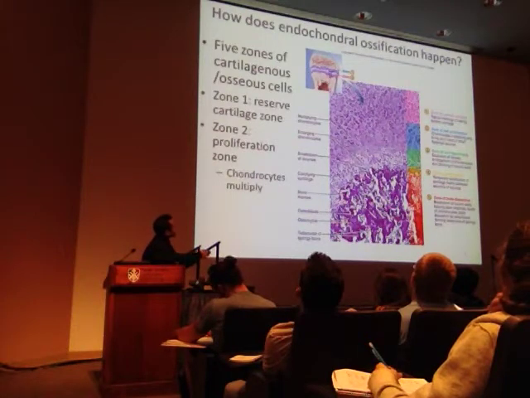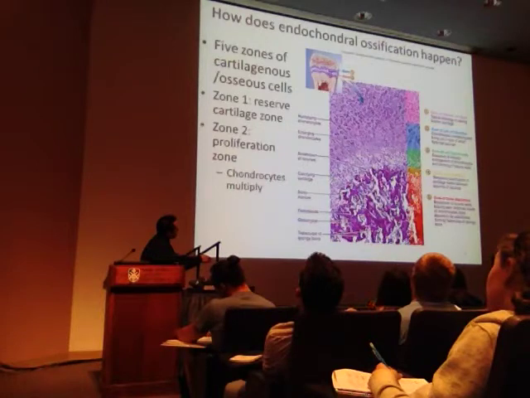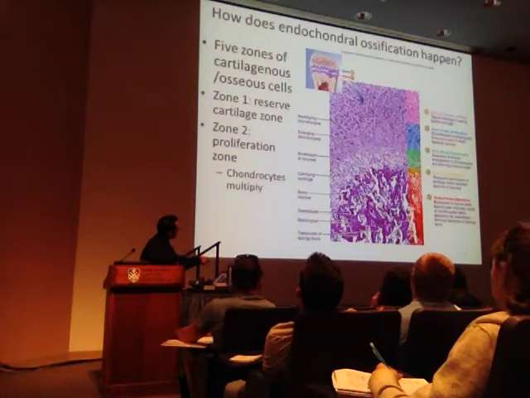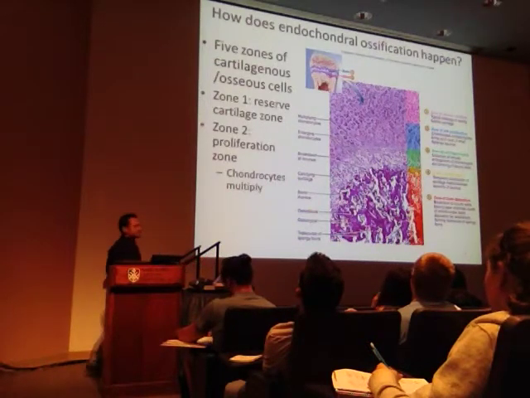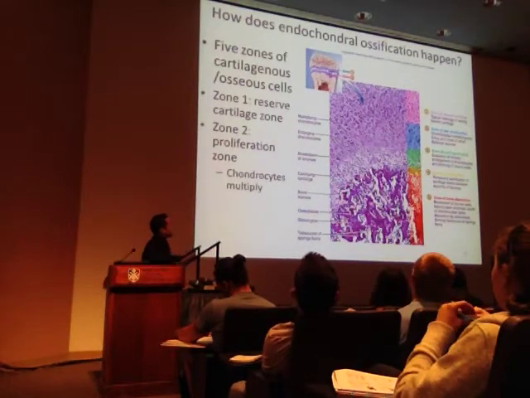Zone 2 to 3, right here. Zone 3 to 4, right here. But actually, zone 3 to 4 kind of does this little turn. I was tracing it. Right? And then zone 4 to zone 5 is like here. See that? So, zone of resting cartilage up top.